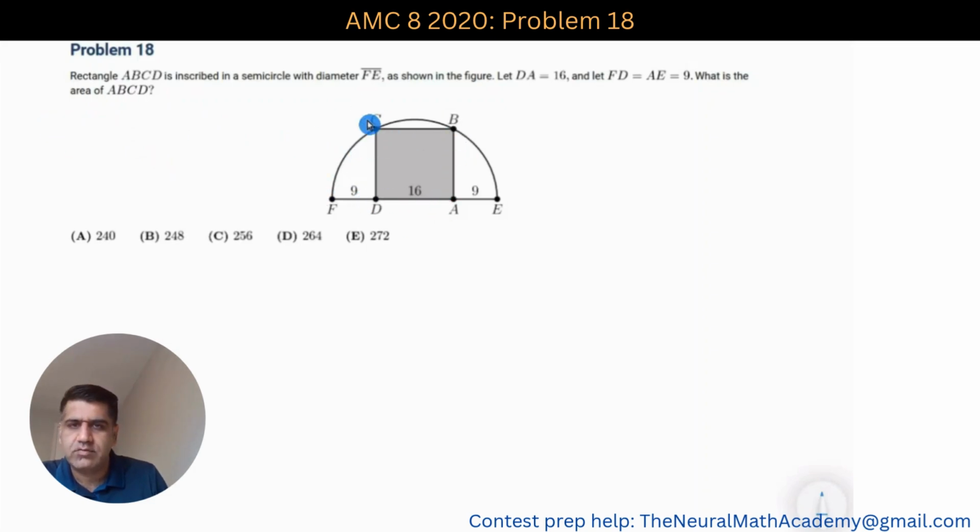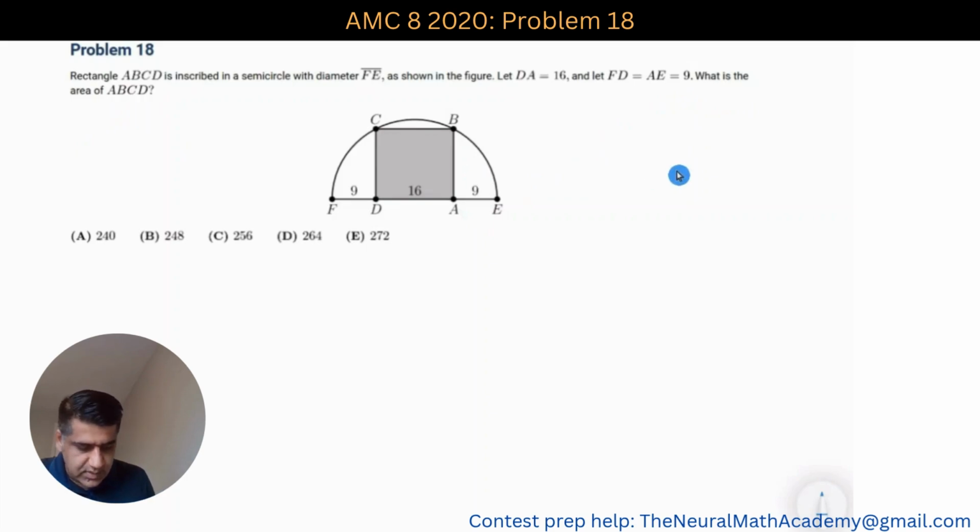Okay, so let's solve problem 18, where we are given this shape and we have to find the area of this rectangle that is inscribed in this semicircle. Some of the dimensions that we are given: the length of DA is 16, and we are given FD equal to AE equal to 9. So we are basically given the dimensions for this segment and for this one as well. And we have to tell what is the area of ABCD.